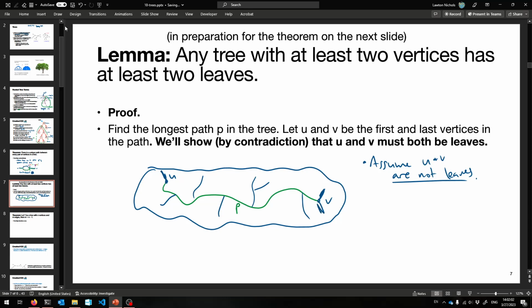Maybe you have multiple options. Maybe V has multiple children, and each of them are leaves, or eventually you get towards a leaf. That would be a length one more path. This would be a length one more path. If they're not leaves, you could extend it. That would go against the fact that we have the longest path. But then we'd have a longer path than the longest path. That makes no sense. Contradiction.